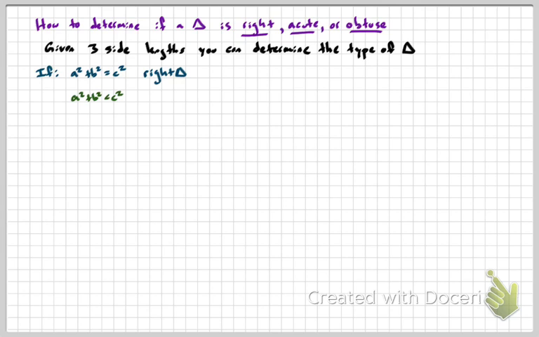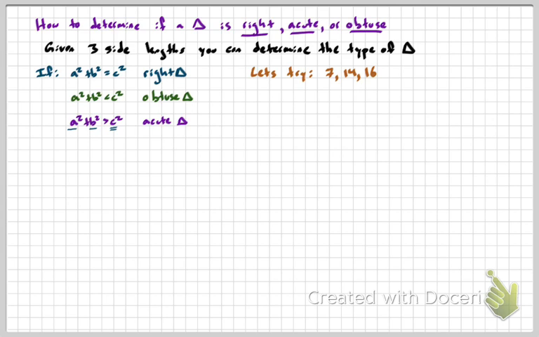If the shortest side squared plus the medium side squared is less than c squared, or less than your longest side squared, that is an obtuse triangle. Okay, and you guys, you'll see how this works once we do a couple examples. And then finally, if a squared plus b squared is greater than c squared, so if our shortest side squared plus our medium side squared is greater than our longest side squared, that is going to be an acute triangle. And again, we determine which one of the sides is our c, because the c is always the longest side. Okay.